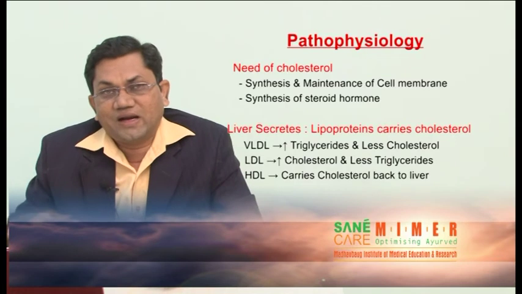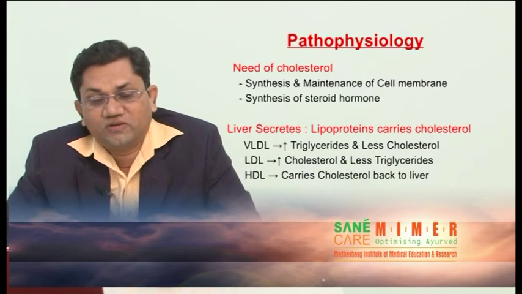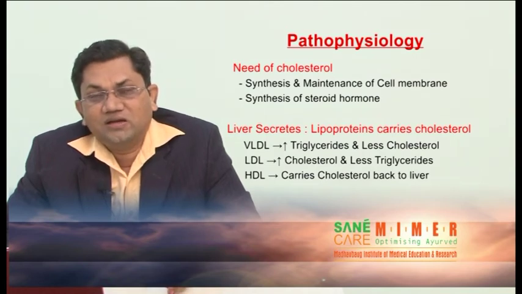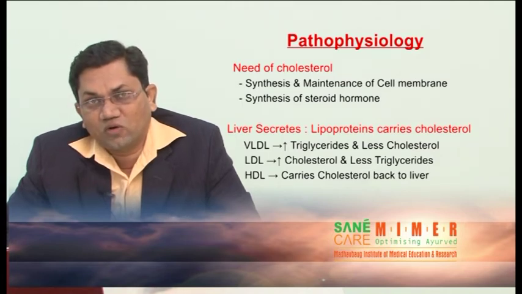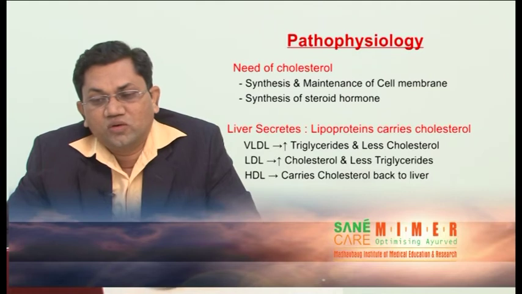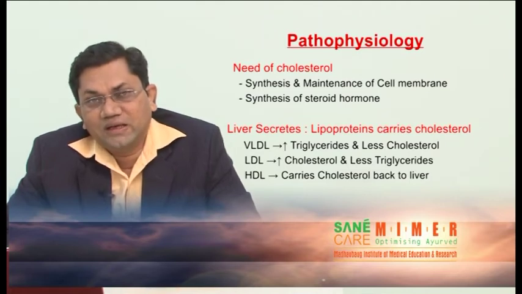Now we will try to understand the pathophysiology of this atherosclerosis. As we have seen, atherosclerosis is nothing but the deposition of cholesterol in the arterial wall to form the plaque which reduces the lumen. So why is this cholesterol needed for our body? Cholesterol has a very important role to play in the synthesis and maintenance of the cell membrane. Another important function for which cholesterol is needed is the synthesis of our steroid hormones.